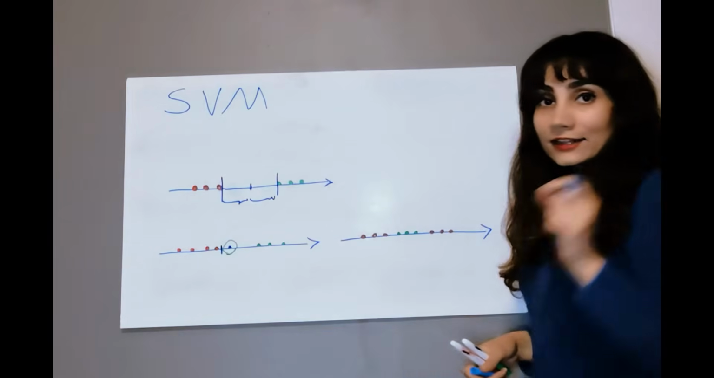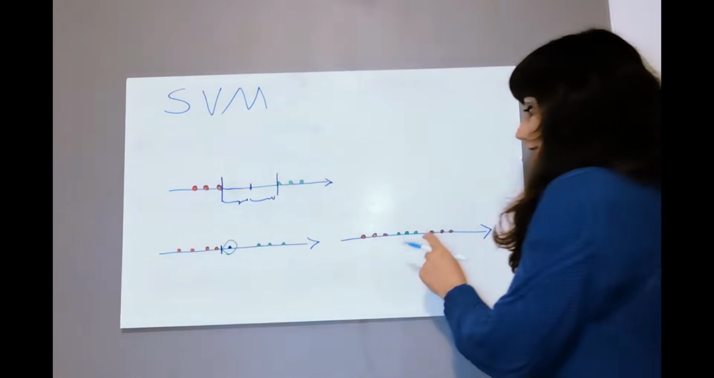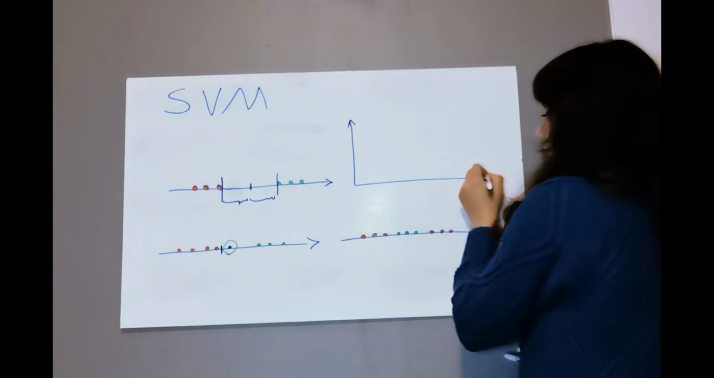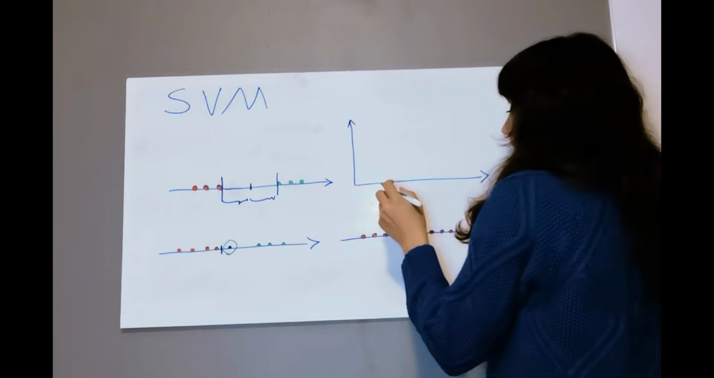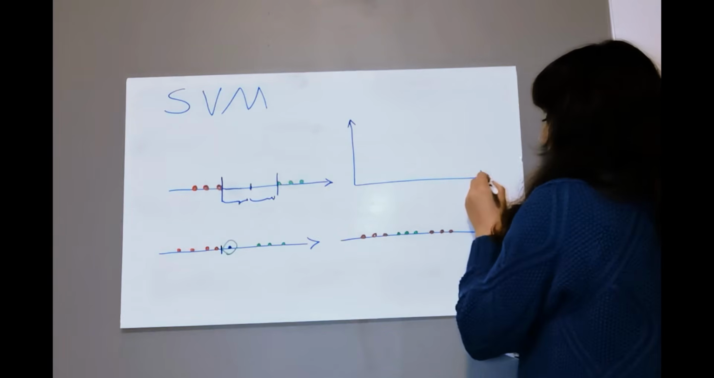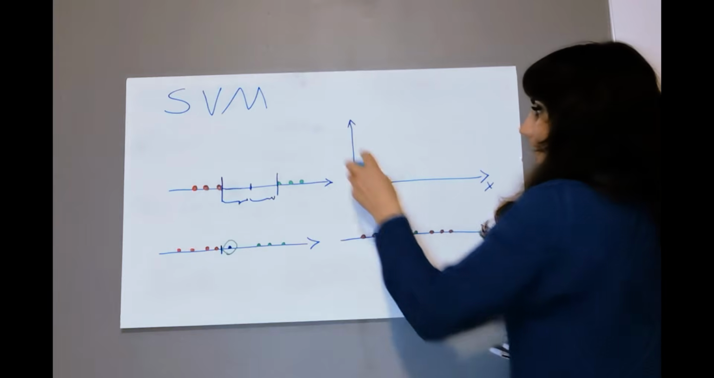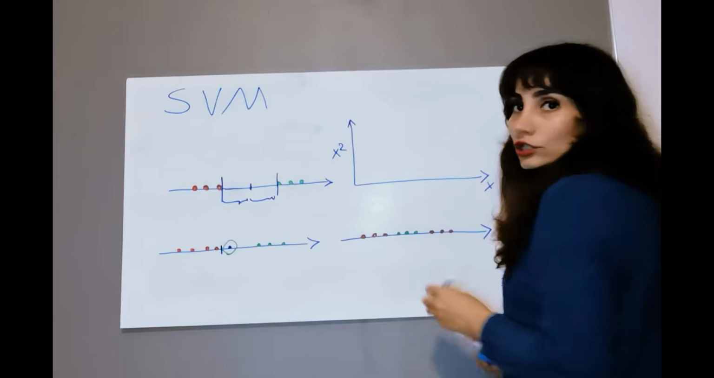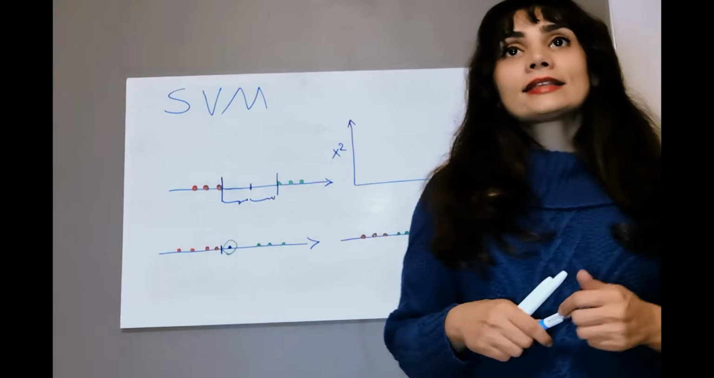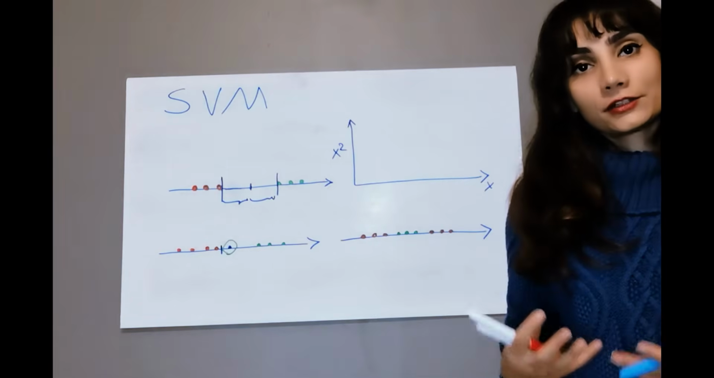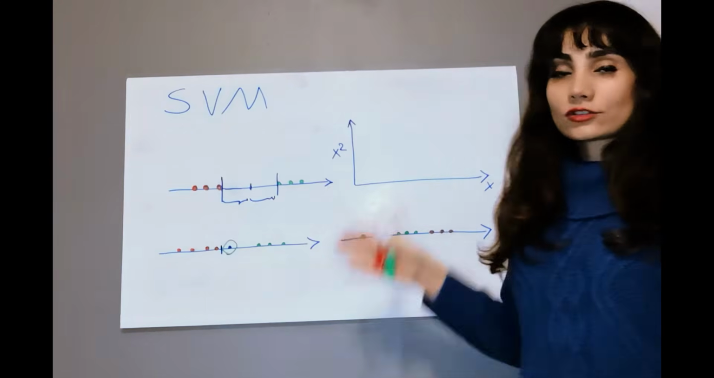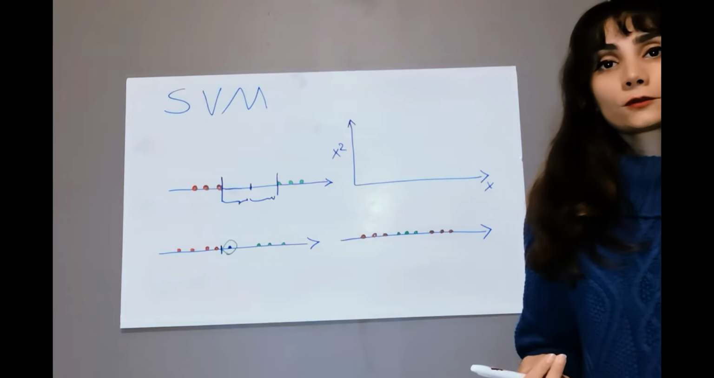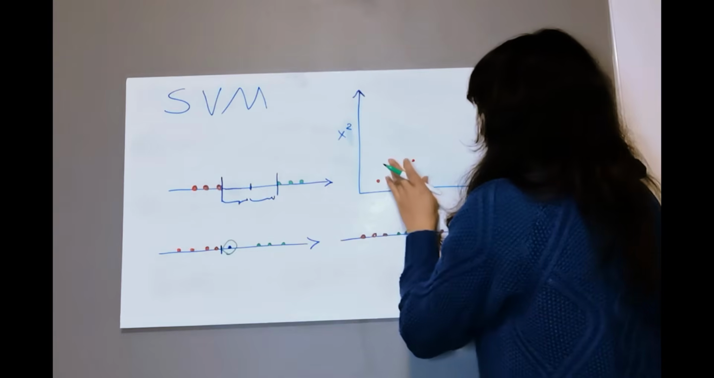I'm going to add another dimension to this data set. For example, this is my x. These points are my x. And then for y, I'm going to do x squared. You can do anything that would make sense for your data set. It's not supposed to be x to the power of 2. It can be anything that is going to be meaningful to your data set. They're not supposed to be linear.